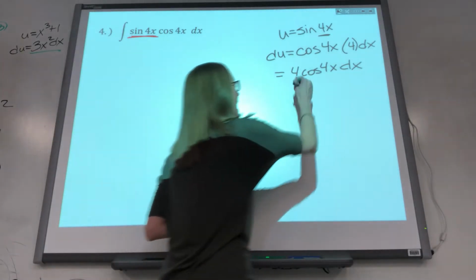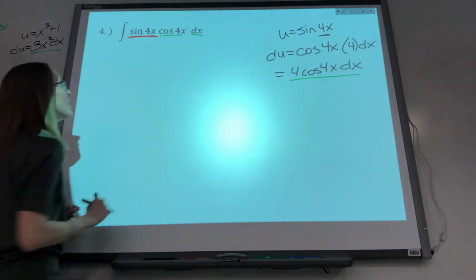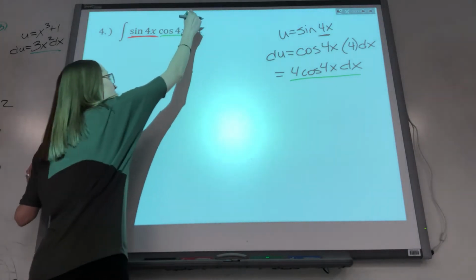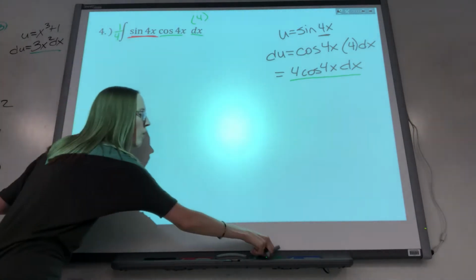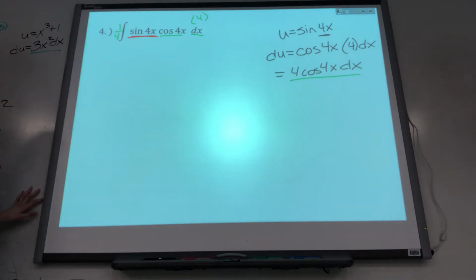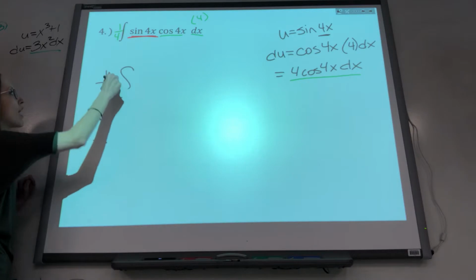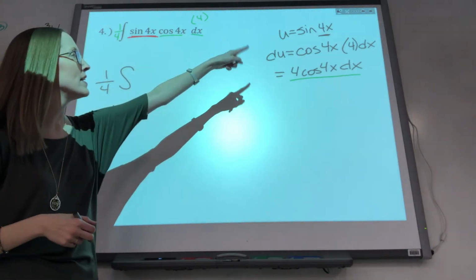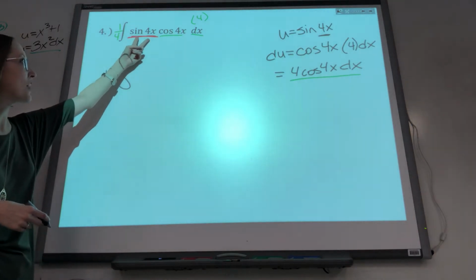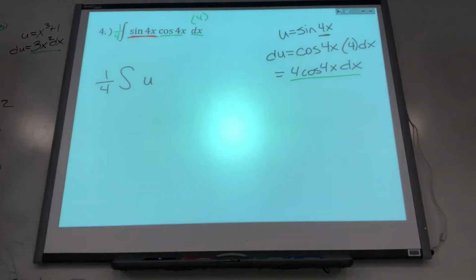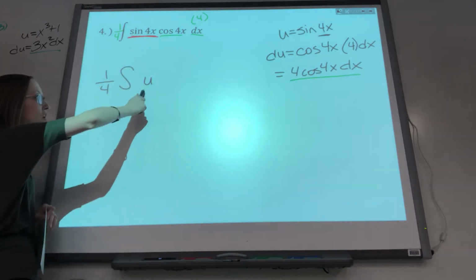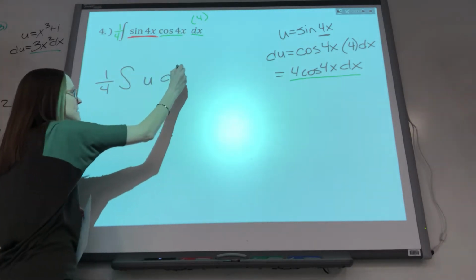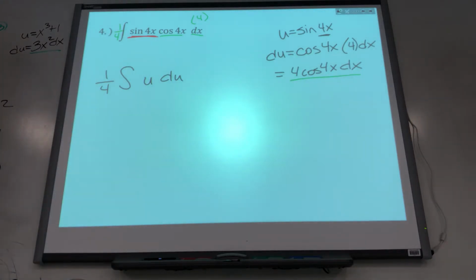All right, so let's make sure we have all of that. I've got the dx, I've got the cosine of 4x, but I don't have the 4. So I need to pull the 1/4 out front. And now watch how I would rewrite this. The u in this problem is that part. So actually, I'm just going to be integrating u. It's not sine of u or anything like that. That entire function is u. And then all the rest of that stuff is du.